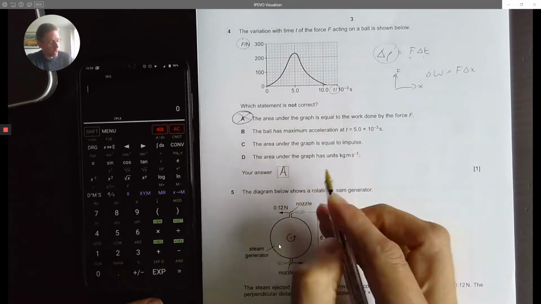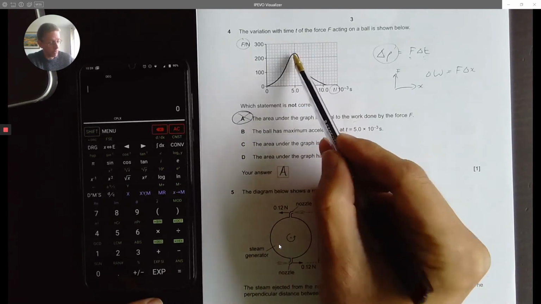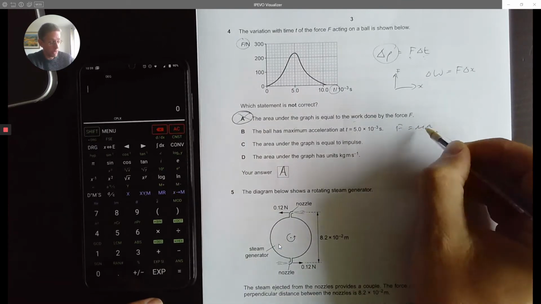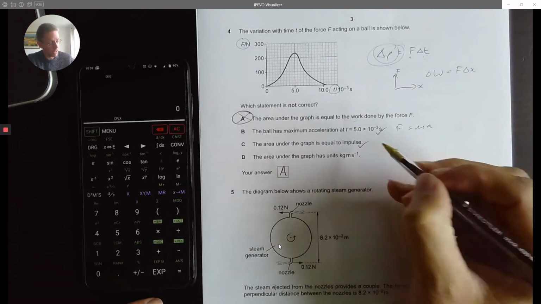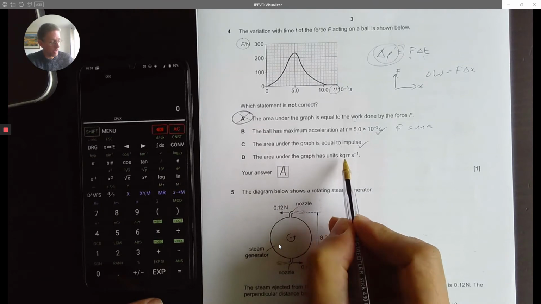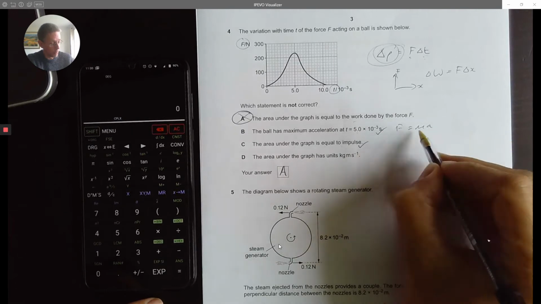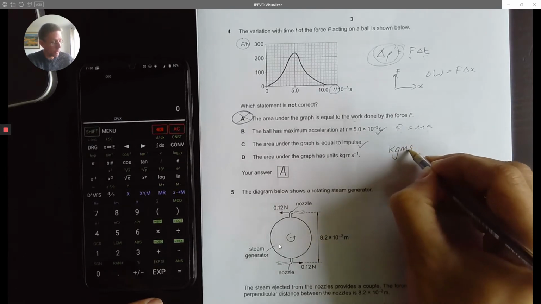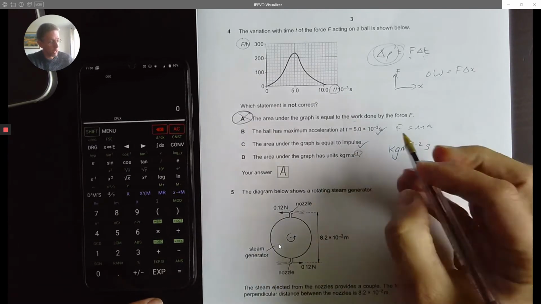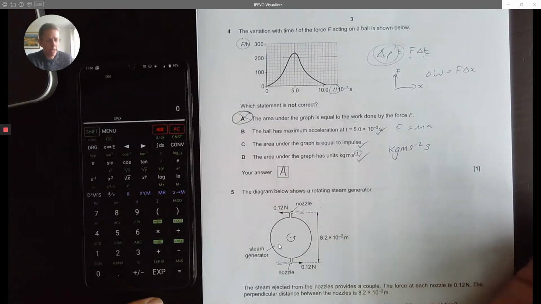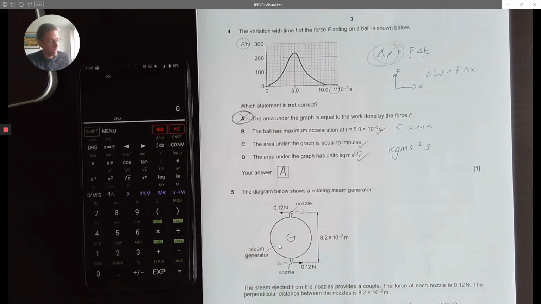So if we look at the others, these should all be correct. So maximum acceleration at this time, well, that time is maximum force, F equals ma. Maximum force means maximum acceleration, so that one's correct. Area under the graph is equal to impulse, that's what we just said here, so that's correct. And the area under the graph has units equal to kilograms meters per second. So we've just done force, which from F equals ma is kilograms times meters per second to the minus 2. And then we've multiplied by time, which does give us this minus 1 here. So again, that's correct as well. So we're really just doing a bit of a check. As soon as we've seen that first one at the top, we know that that's the false answer. Okay, number 5.